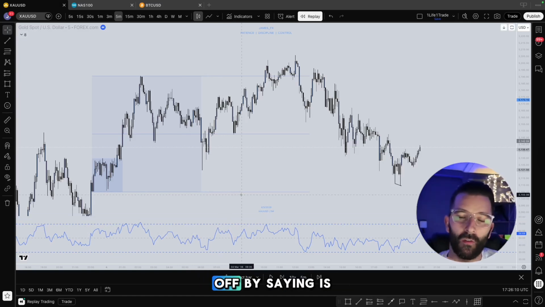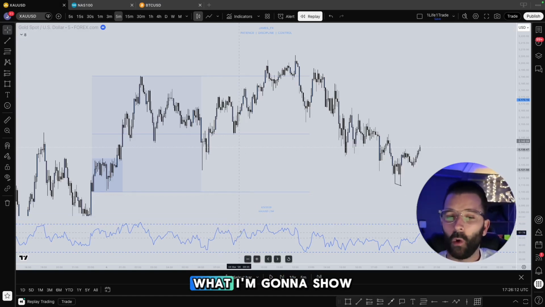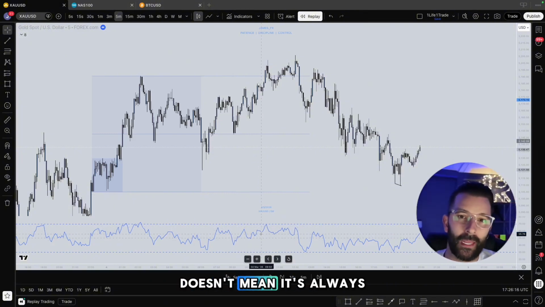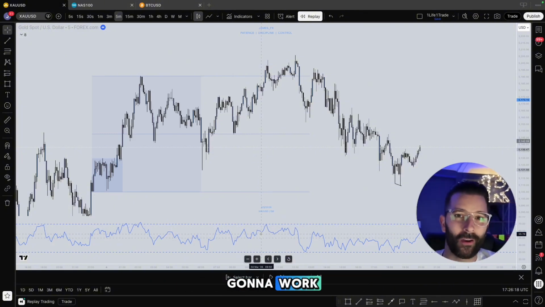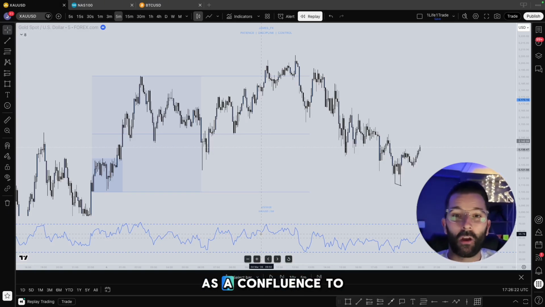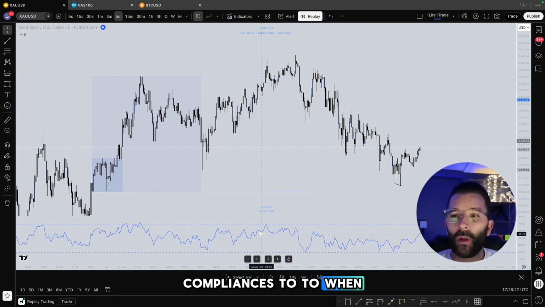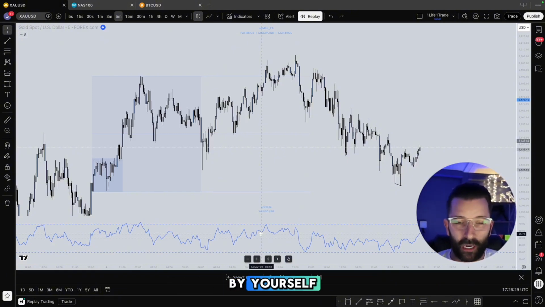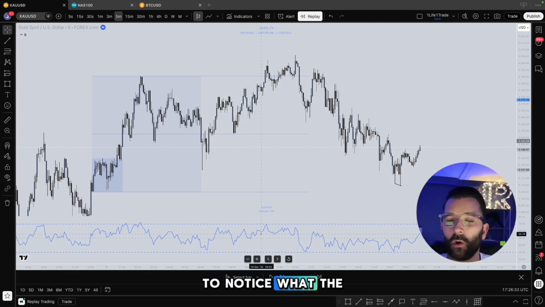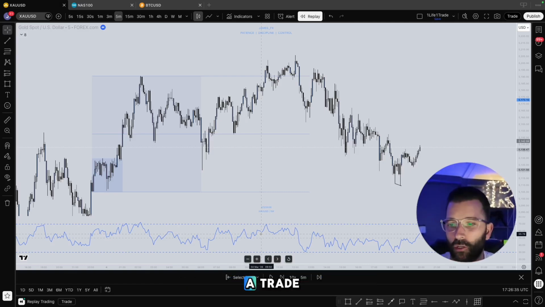What I want to start off by saying is that what I'm going to show you, and what this indicator shows, doesn't mean it's always going to work. It really doesn't. It is very good as a confluence to use with other confluences when you're getting your trades and when you're trading by yourself. It's handy to notice what the volume does before taking a trade.